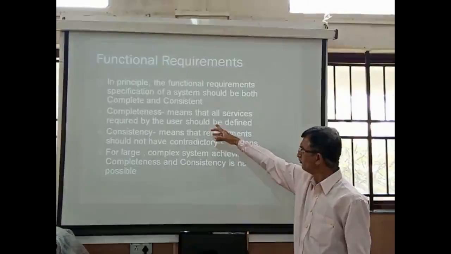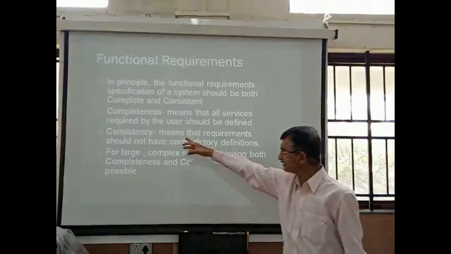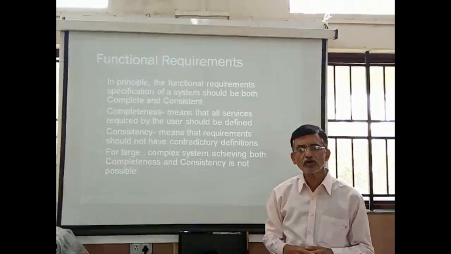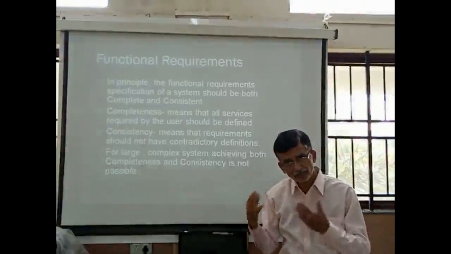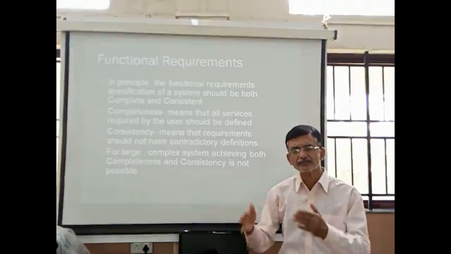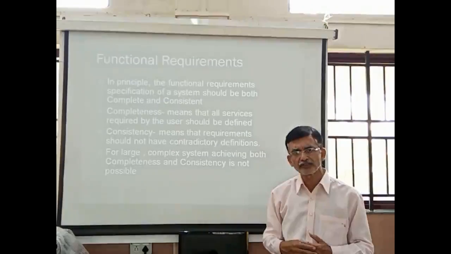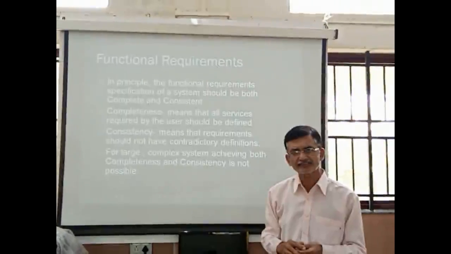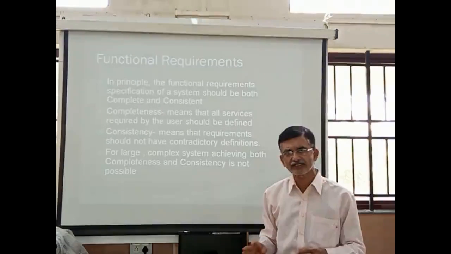Completeness means that all the services required by the user should be defined. There should be clarity, no ambiguity. What services is the system able to give? That should be clearly stated. That is what we mean by completeness. So there is no confusion, no ambiguity in the service.